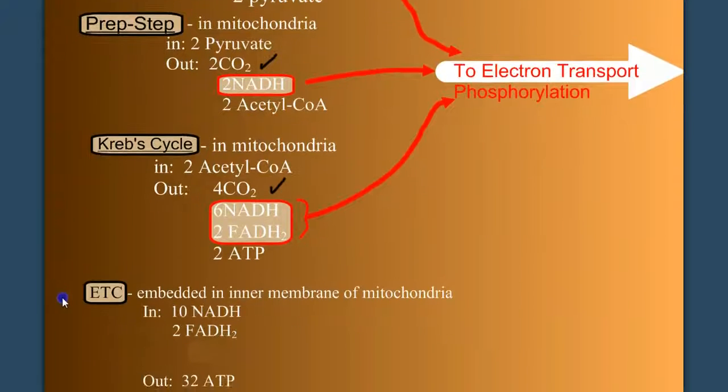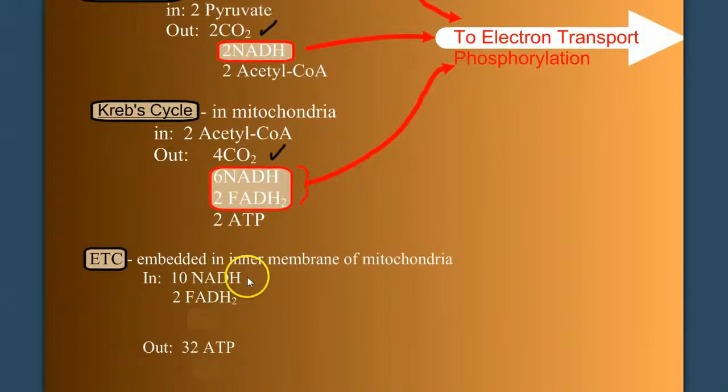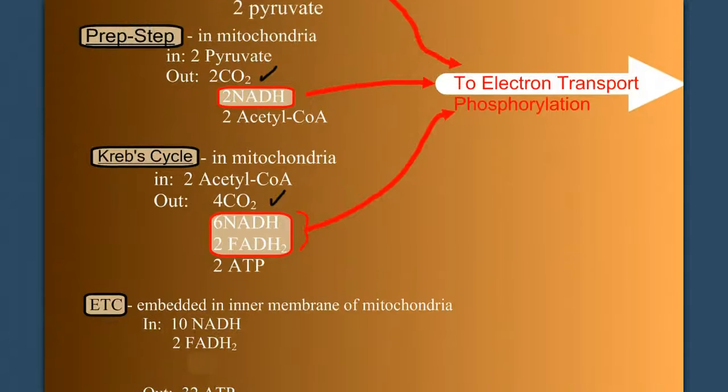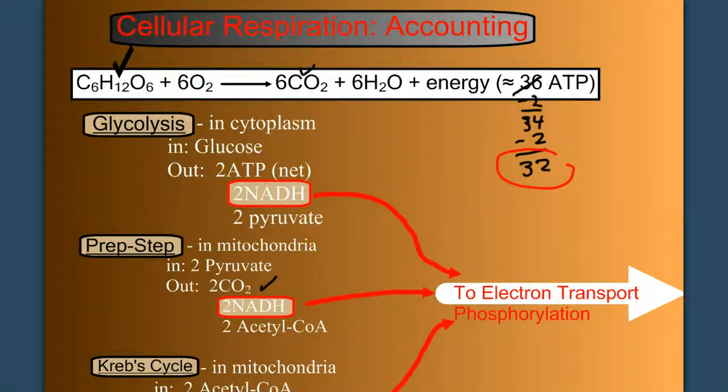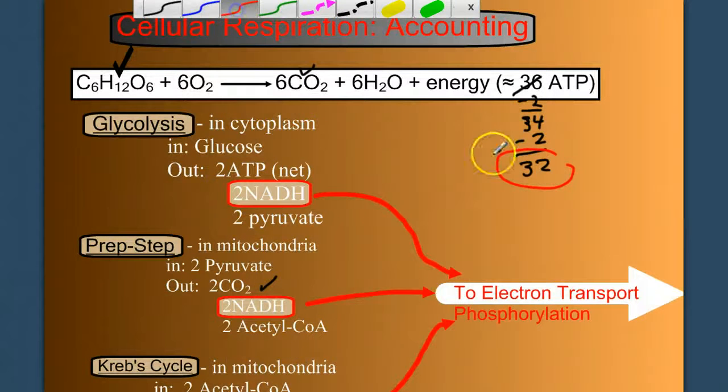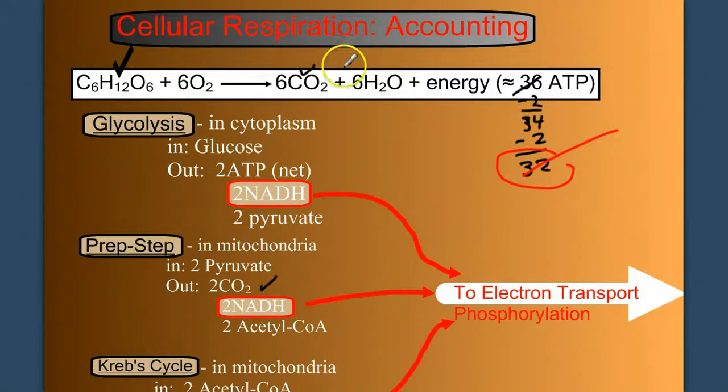After we go through the ETC, and we've dropped off our high energy electrons from the 10 NADH and the 2 FADH2, we have an output of approximately 32 ATP. So, we're done making ATP. But we have a problem. We've yet to make water, and we've yet to use oxygen. So we need to go back to the picture.